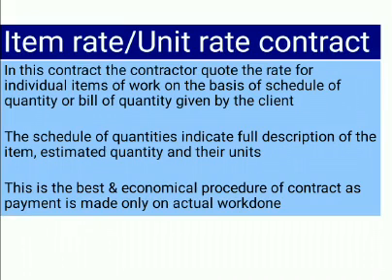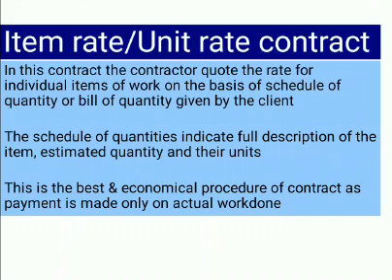Now, the next type of contract is item rate or unit rate contract. In this contract, the contractor quotes the rate for each individual item of work on the basis of the schedule of quantities or bill of quantity given by the client. The contractor fills in the amount of each and every item. The schedule of quantity indicates full description of item, estimated quantities and their units.